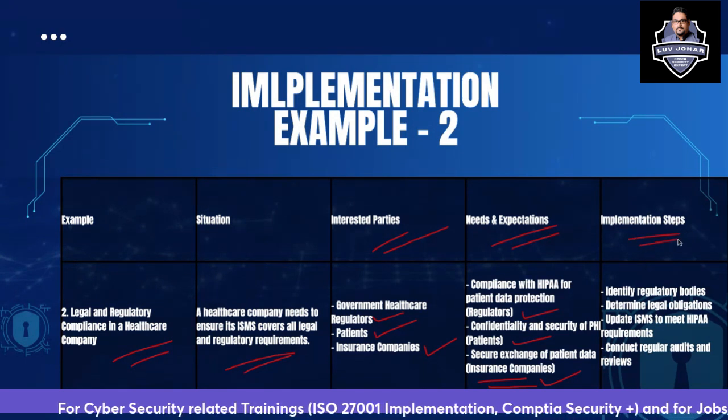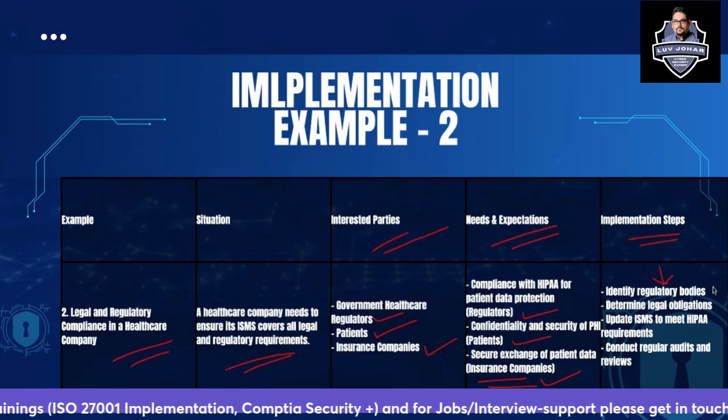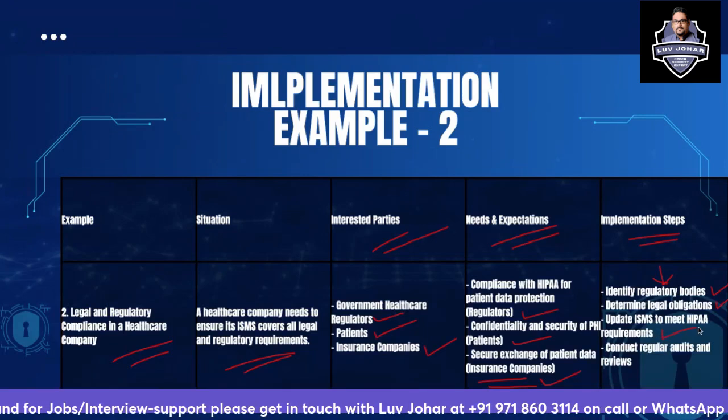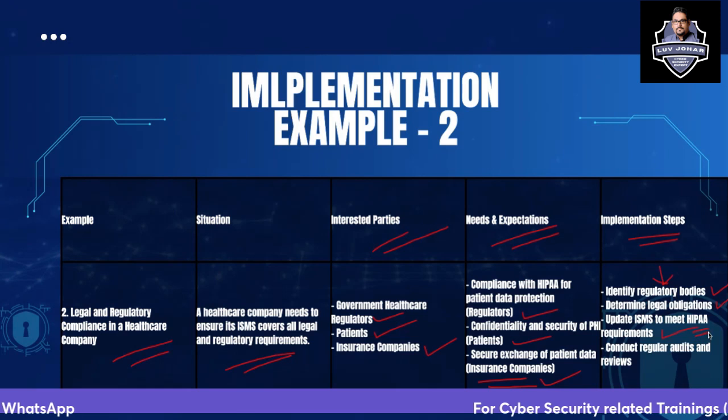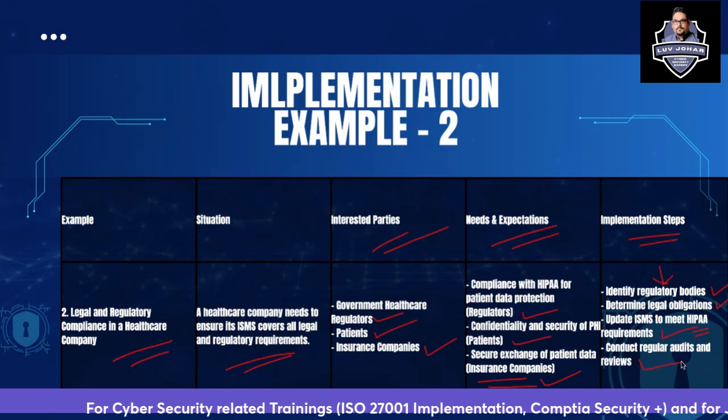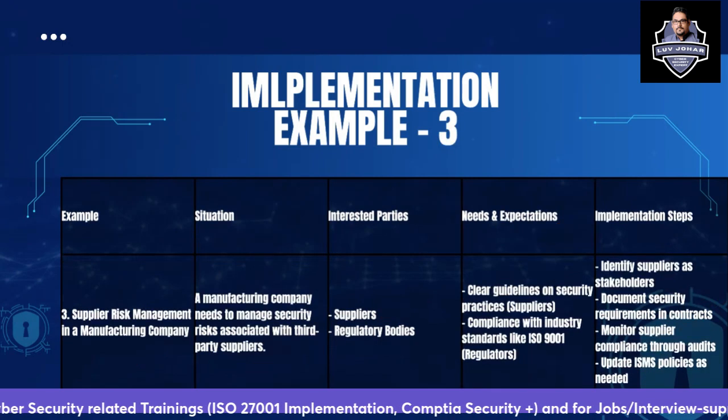Now let us see how we will implement these in the ISMS. Again, we need to identify the regulatory bodies involved. We have done that. Determine the legal obligations. We have done that. Update ISMS to meet HIPAA requirements. This is very important now. Whatever policies, procedures, and framework that we'll be creating in order to implement ISMS, we need to make sure that we meet the HIPAA requirements as well, because now this is a regulatory requirement for us, right? And after that, conducting regular audits and reviews to make sure that this is being performed properly.